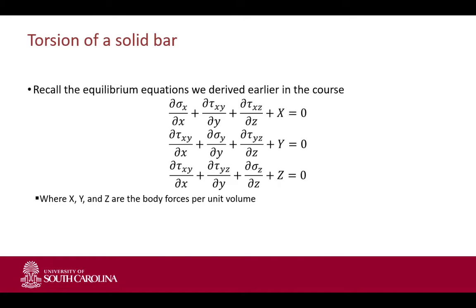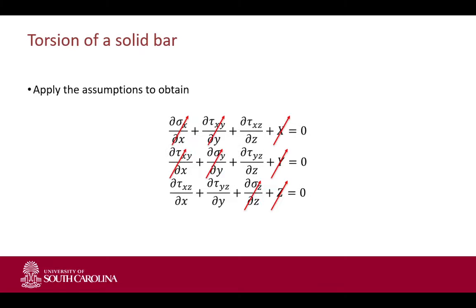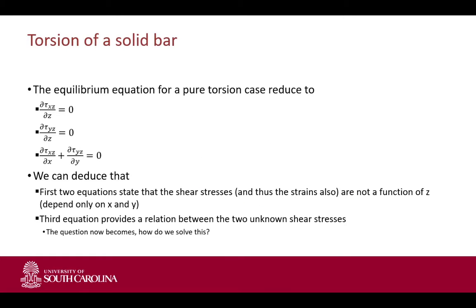And based on that, we had a look at our stress equations, because we need to see what the stresses do in this case, and we apply our assumptions to it. We notice that our stress equations reduce significantly to three equations. First, the variation of tau xz with respect to z is 0; the variation of tau yz with respect to z is equal to 0; and the combined variation of tau xz with respect to x plus the variation of tau yz with respect to y is also equal to 0.